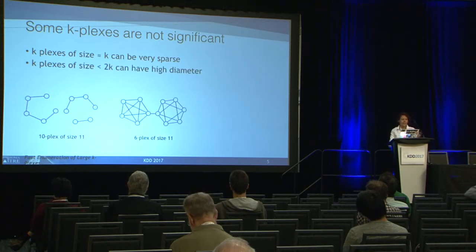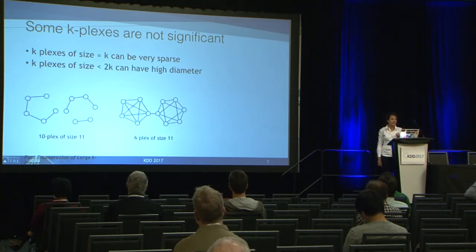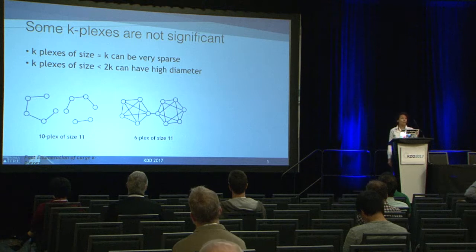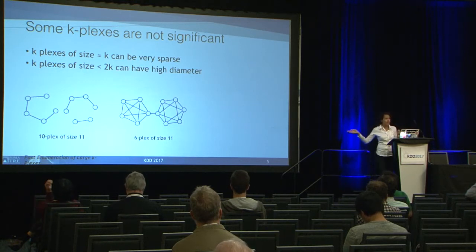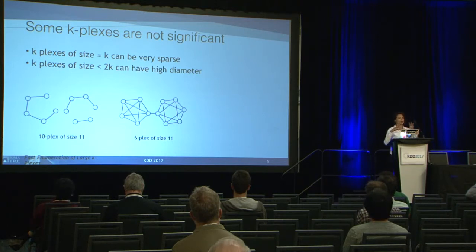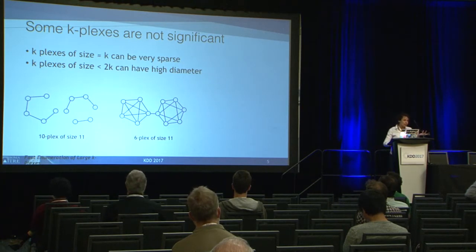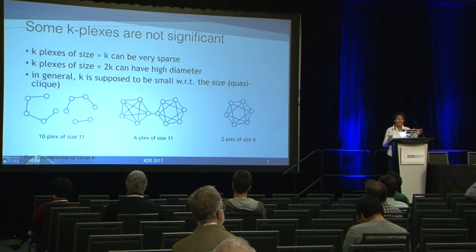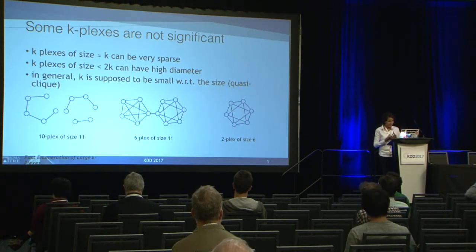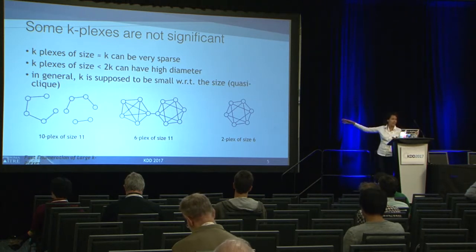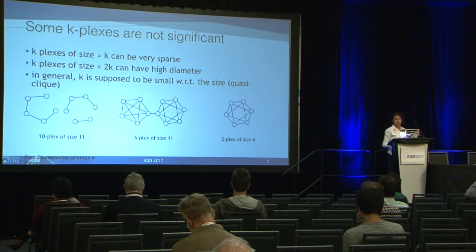In another case, k-plexes of size smaller than 2k can have a very high diameter. You can prove that. For instance, if you have a 6-plex of size 11, so the size is smaller than 2k, you may have structures that have a very high diameter. That is something you can prove analytically. In general, in practice, k is supposed to be small with respect to the size of the structure itself. That looks like a quasi-clique. So you can have a 2-plex of size 6, which makes more sense as a definition of community.